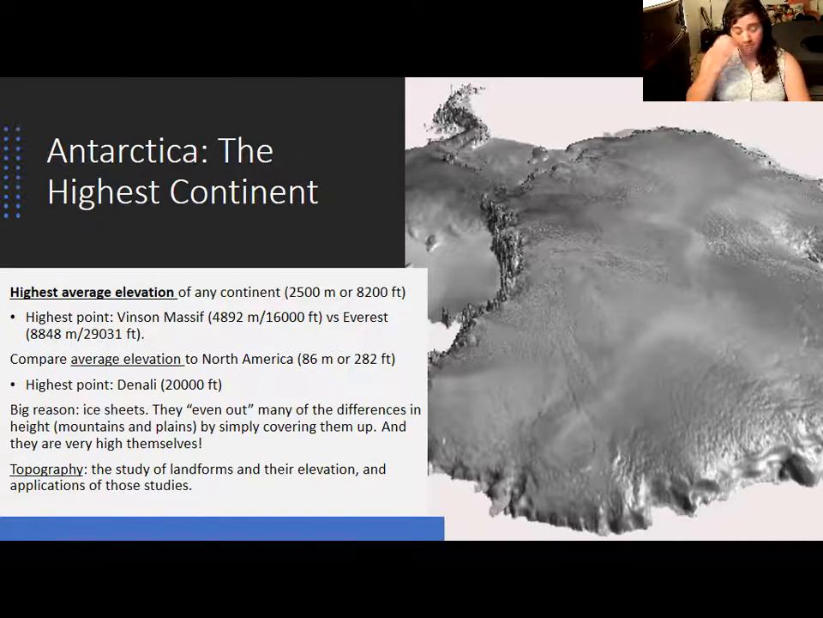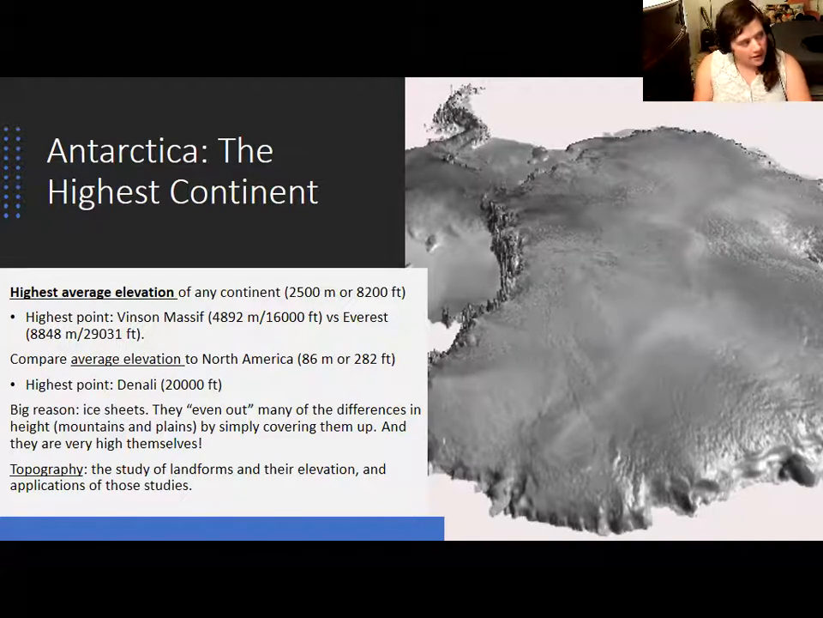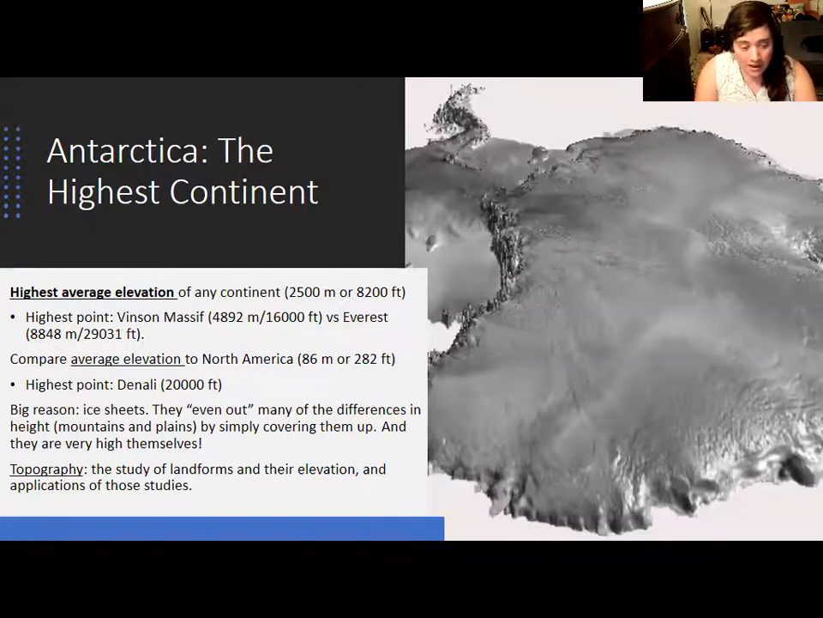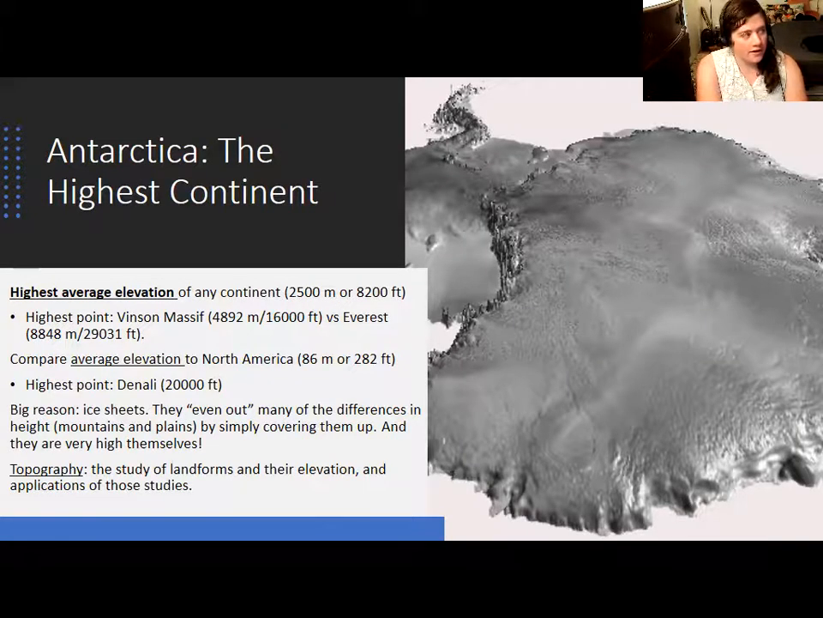And what this brings me into is that Antarctica is topographically quite an interesting place because you have mountains and valleys, but you are also dealing with the fact that you have this ice sheet covering all of them. And what is topography? Topography is the study of landforms like mountains, valleys, plains, oceans, canyons, and specifically using a tool to map the elevations of those features and put them on a map.